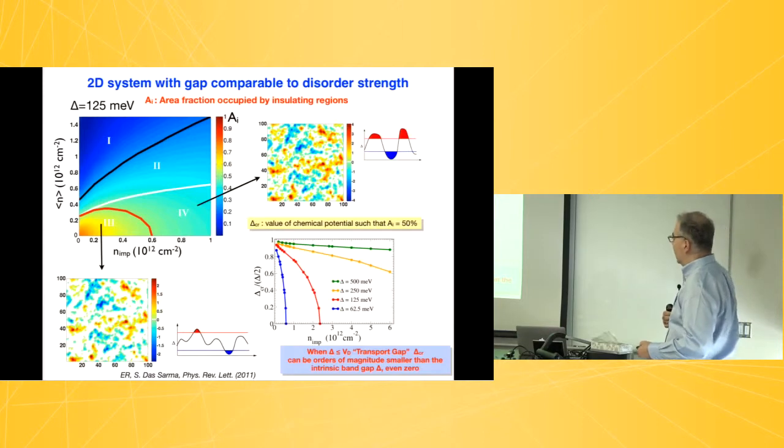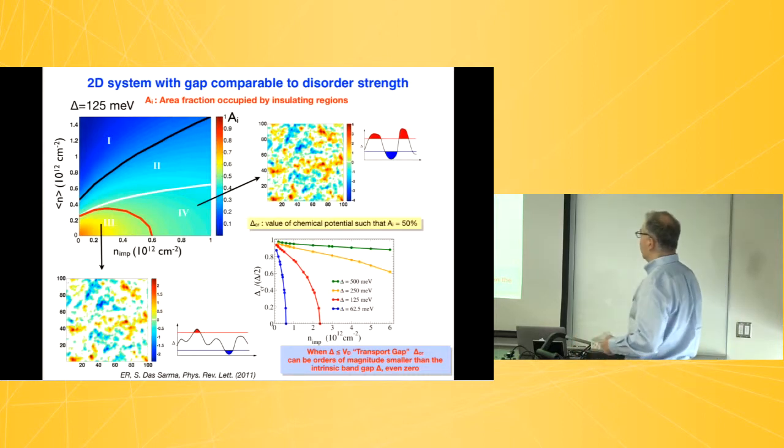Here I'm plotting delta critical as a function of the impurity density. Let's follow, for example, the red line. This is for a given band gap of 125 millielectron volts. At zero disorder, the delta critical is exactly equal to the band gap. But as I increase the disorder, this delta critical keeps going down. And for a large enough disorder, it goes all the way to zero, meaning that at this point I just need a very small Fermi energy to push the system to be more than half metallic.